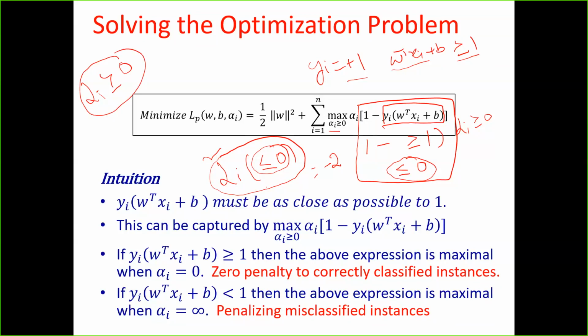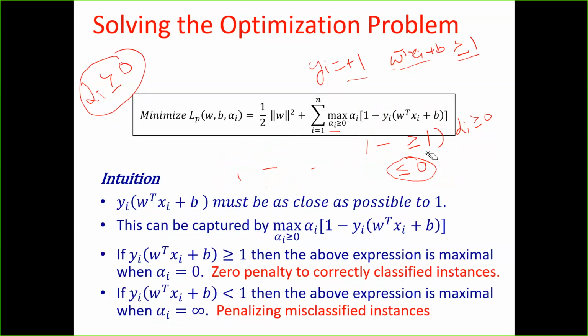Am I right? Think about it. Do you get any better value than 0 to maximize this for alpha i? No, right? So the maximum value that you can get out of this expression is 0, and that is for the alpha i value equal to 0. It means this is adding a 0 penalty to the cost function whenever the prediction is right. That's what is expected, right?